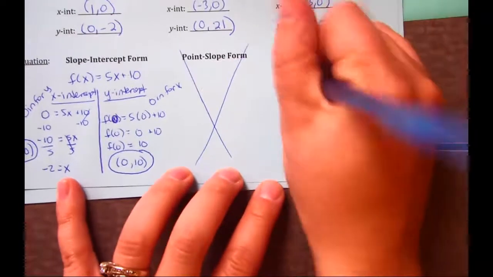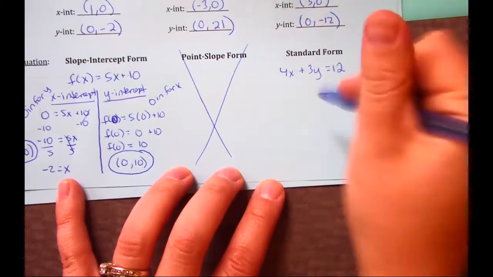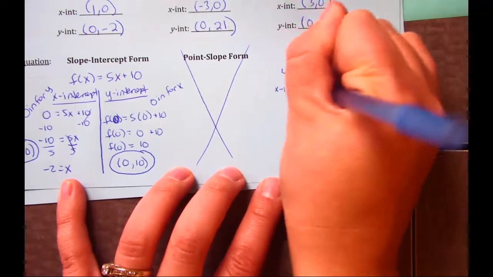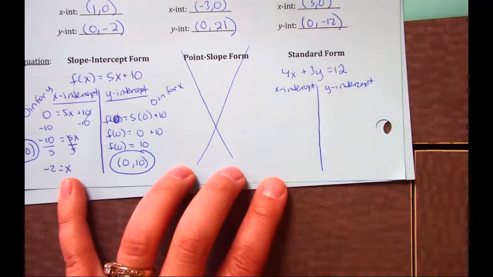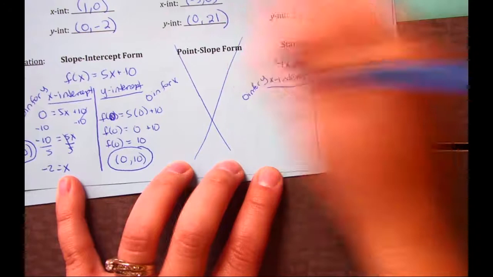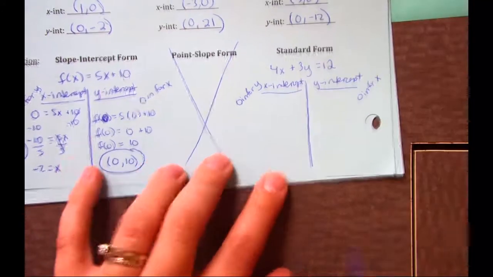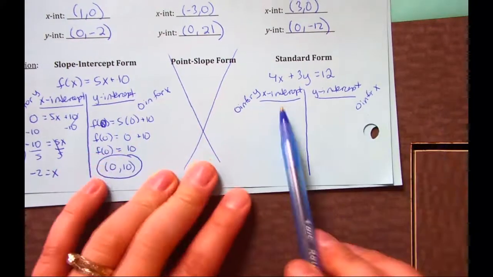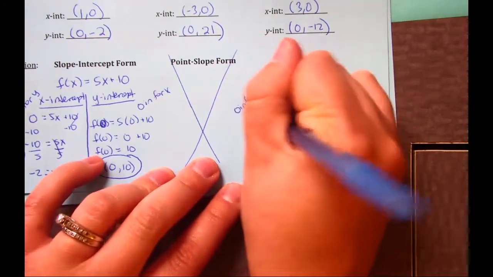In standard form, let's look at this equation right here. I'm going to make 2 columns because I have 2 intercepts I have to find. The x-intercept and the y-intercept. And remember that for the x-intercept, I put 0 in for y, and for the y-intercept, I put 0 in for x. So I'm just going to do both of those things. And to find each intercept, remember I'm going to put 0 in for the opposite letter. So to find the x-intercept, I'm going to put 0 in for y. So it's going to look like this.